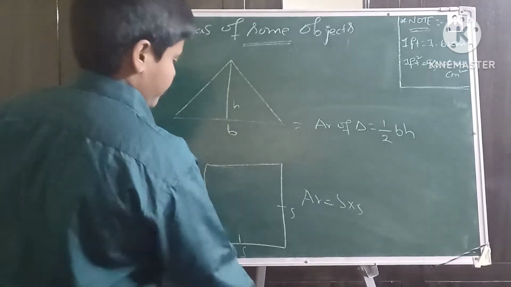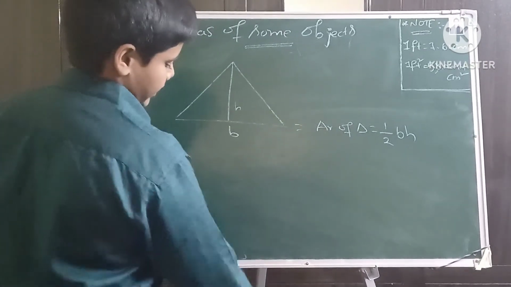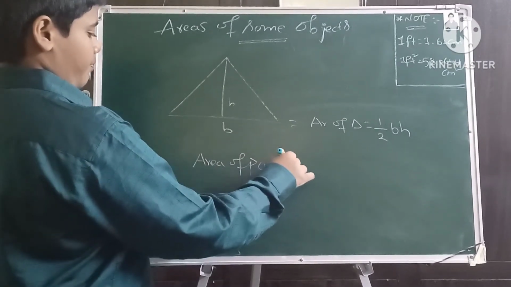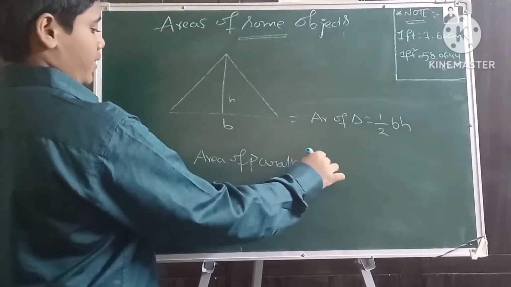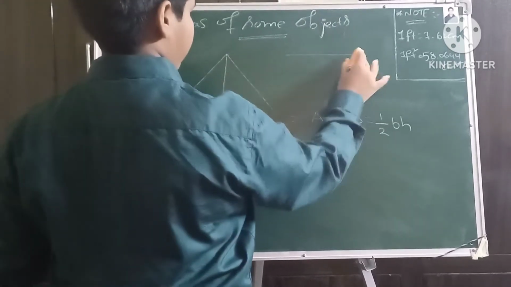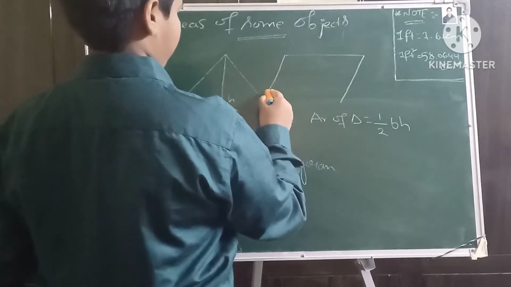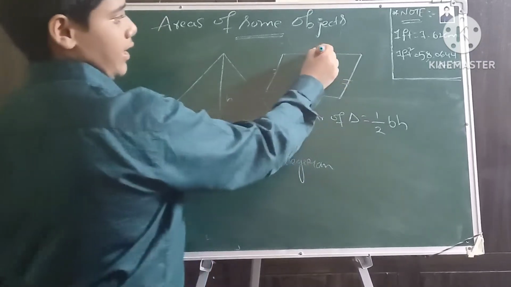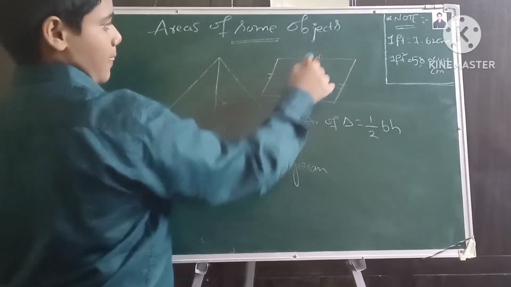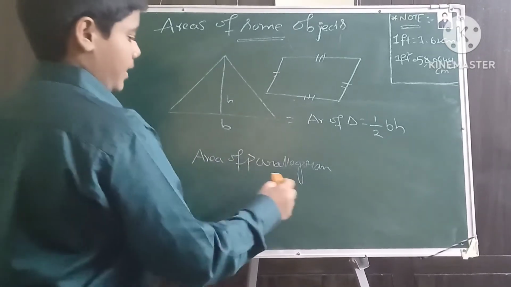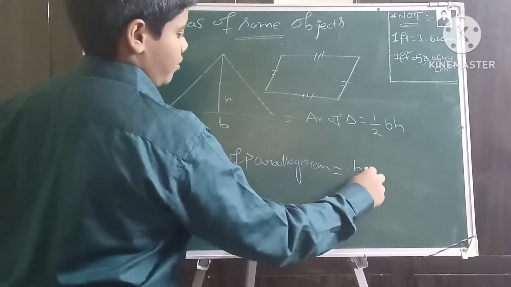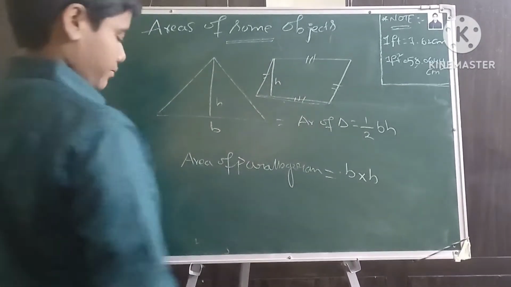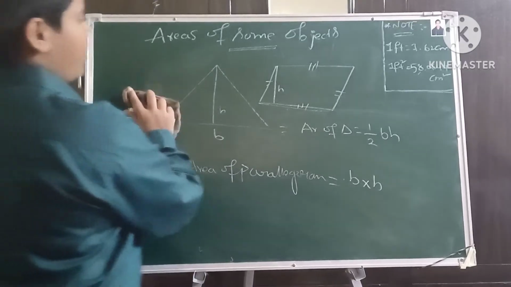And the area of parallelogram. Parallelogram is nothing but this figure. This side and this side are equal, and this side and this side are equal. Okay. This is a parallelogram and the area of parallelogram is base into height. This is height and this is base. Okay. So these are the areas of some objects.